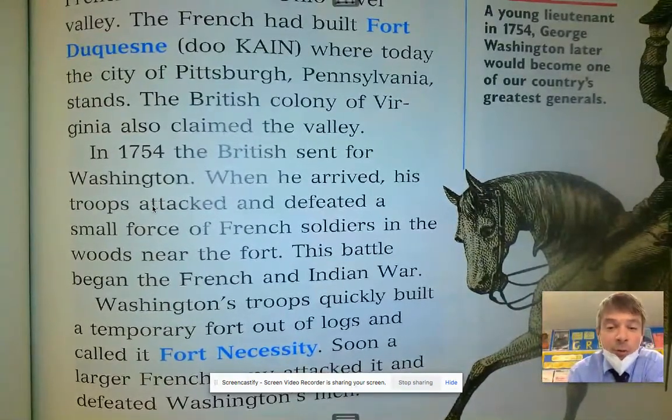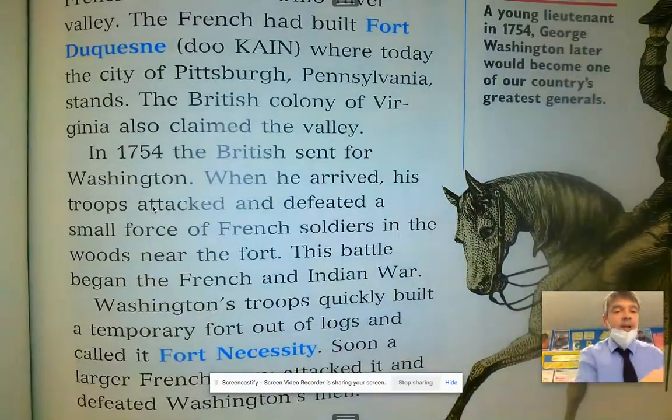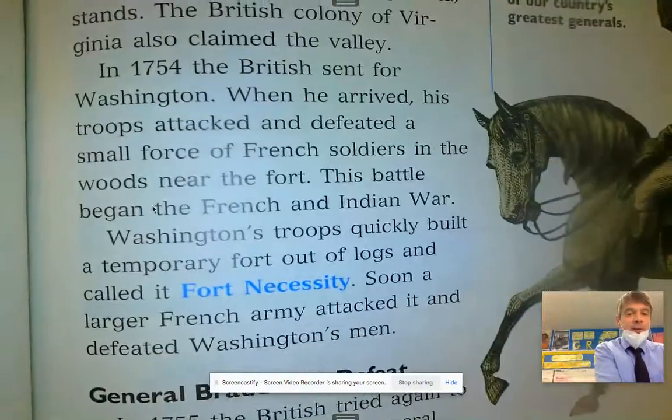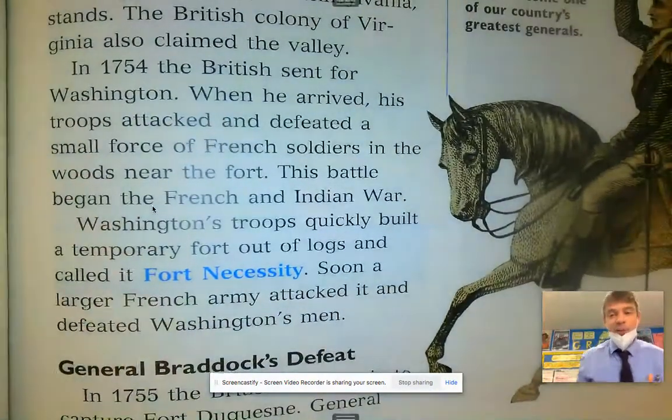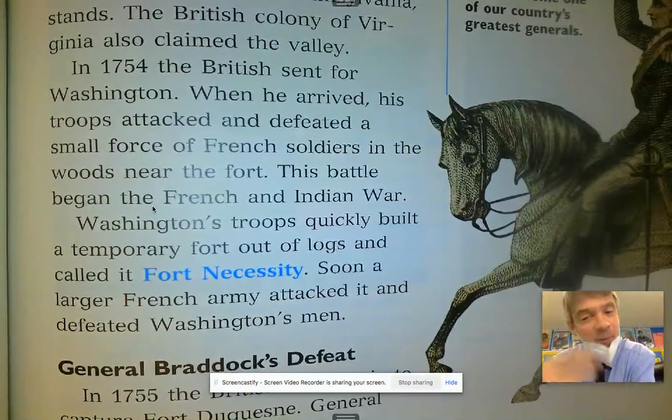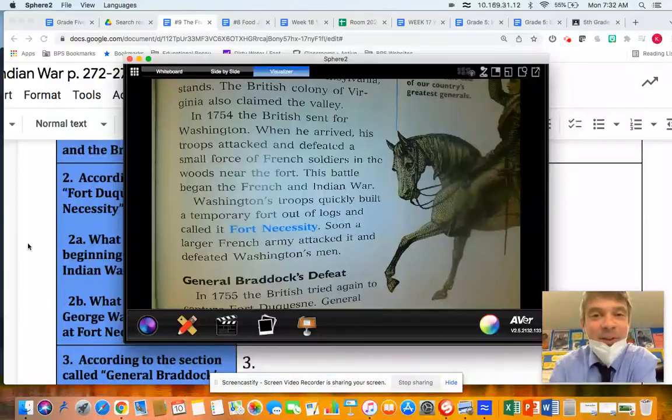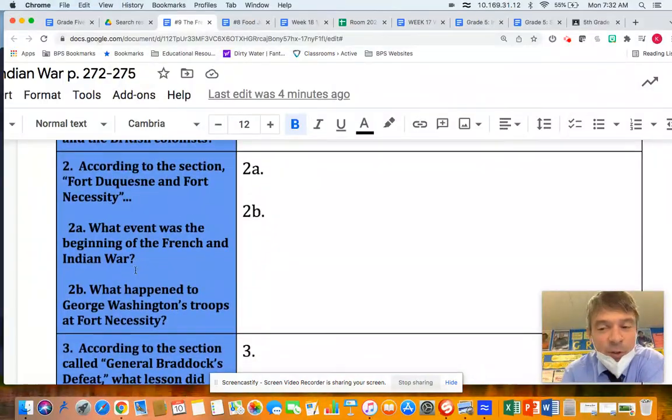Washington's troops quickly built a temporary fort out of logs, and they called it Fort Necessity. Soon, a larger French army attacked it, and they defeated George Washington's men. So George Washington and his soldiers started the war, built a fort, then got attacked back, and they were defeated. More stuff's going down. But let's go back to our notes. So you're going to answer these questions.